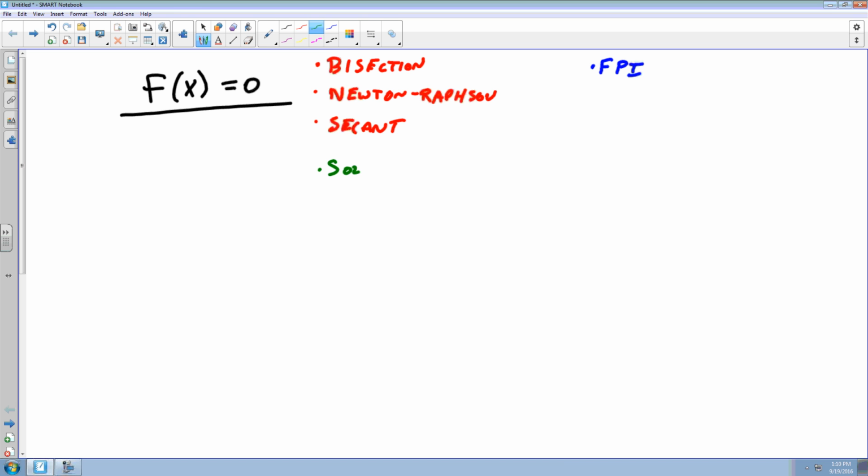And you can use your solver on the test. So you might want to know how to use your solver, because if I give you a problem, you can use your solver to verify your answer. Now, you can't just write the number down without any work and say, well, here it is. You have to show me you know how to implement a numerical method. But feel free, by all means, to use your solver as a check.